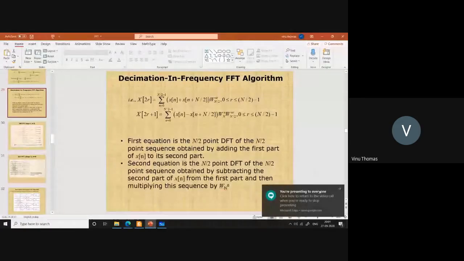I believe I had lost the connection when we were discussing this slide. Were you with me while I was not presenting? So you're not presenting. Okay, sorry. Okay, is it okay now?